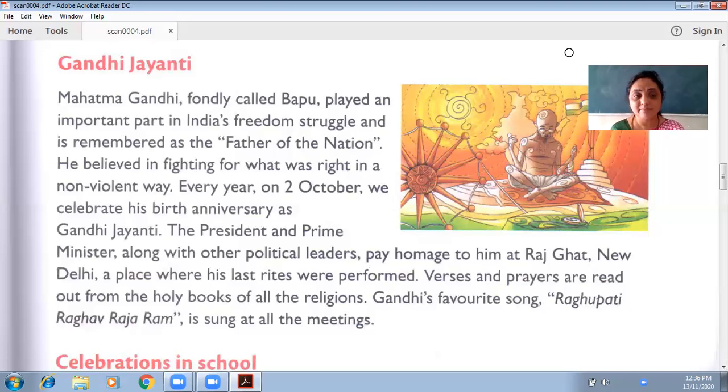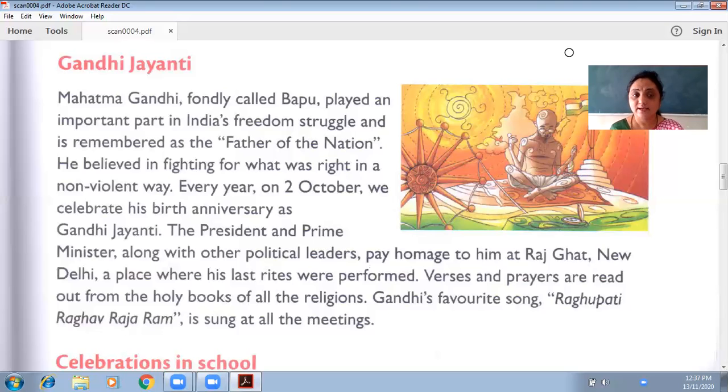The President and Prime Minister, along with other political leaders, pay homage to him at Rajghat in New Delhi, the place where his last rites were performed. Verses and prayers are read out from the holy books of all the religions. Gandhi's favorite song, Raghupati Raghava Raja Ram, is sung at all the meetings. His memorial is at Rajghat, where the Prime Minister and political leaders pay homage to Mahatma Gandhi ji.